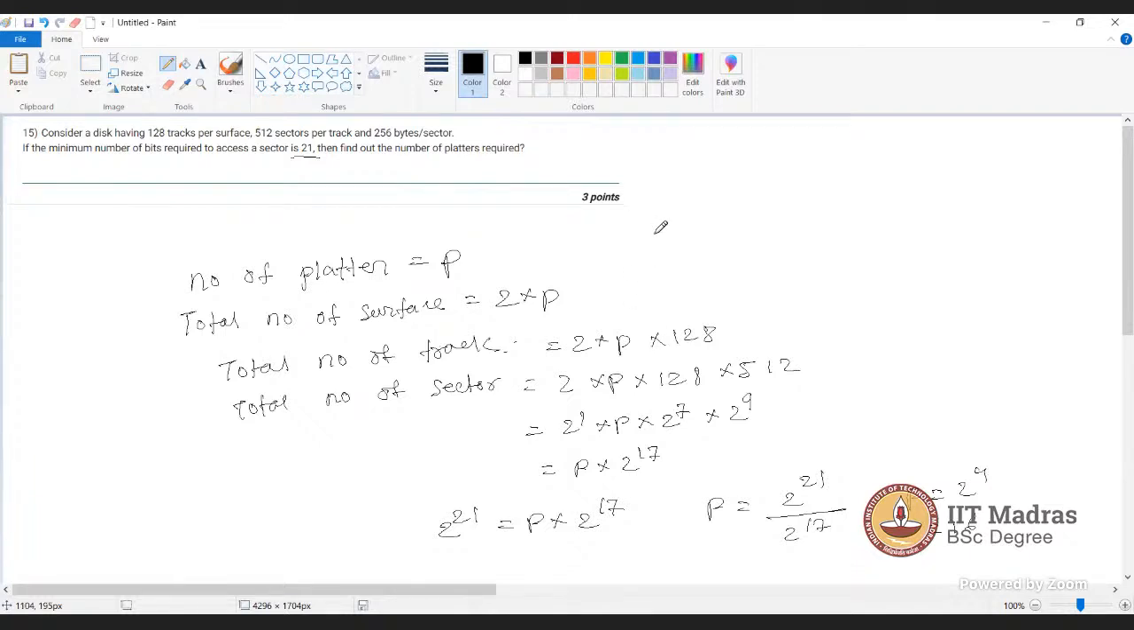Sir, what is the purpose of giving the size information? Because we can do the sum even without that. So why have they given 256 bytes per sector? That is the specification of the disk. But is it relevant in this question? No. Okay, so it's just for clarification, to check whether you have the correct concept or not.